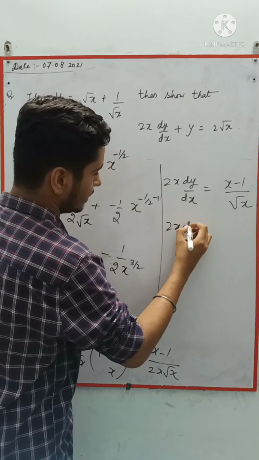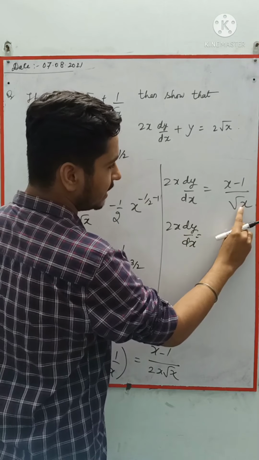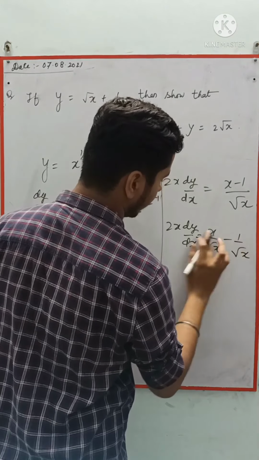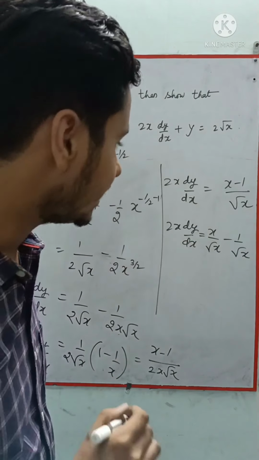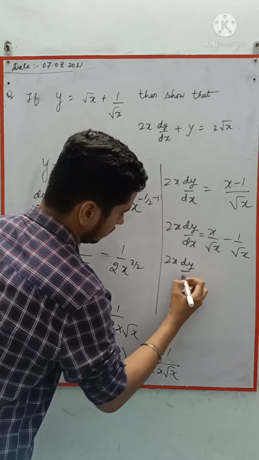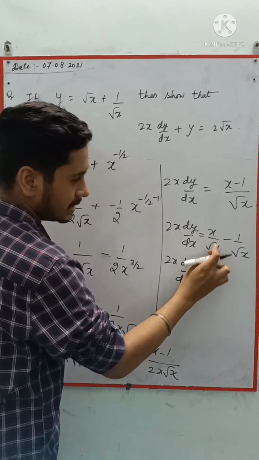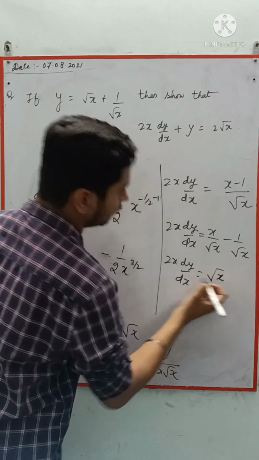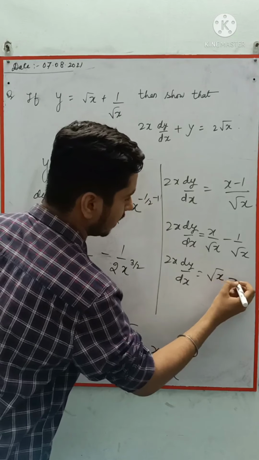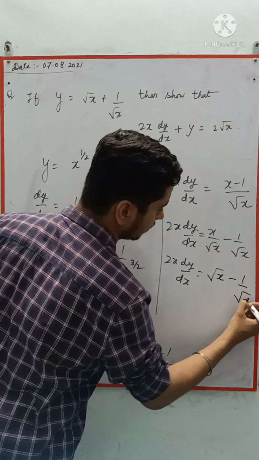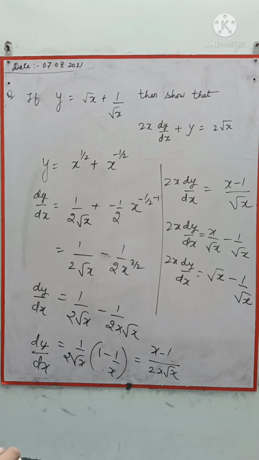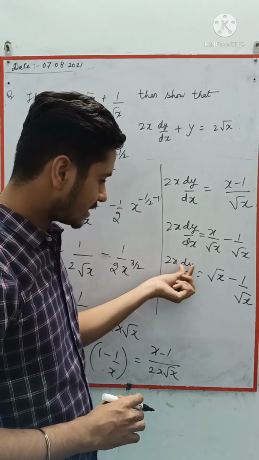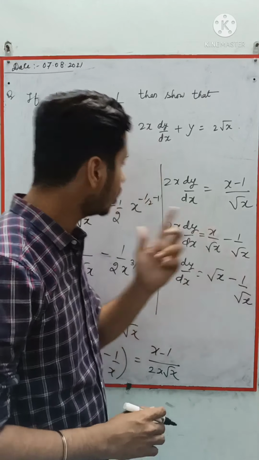Now for 2x dy/dx, you just separate this root x from this x and 1. So it will be x upon root x minus 1 upon root x. I hope this is again clear to you. Or else, x upon root x, this x can be written as root x into root x, cancel one root x, so you will get root of x on top minus 1 upon root of x. Okay, is it clear again? Now you have 2x dy/dx as root x minus 1 upon root x.